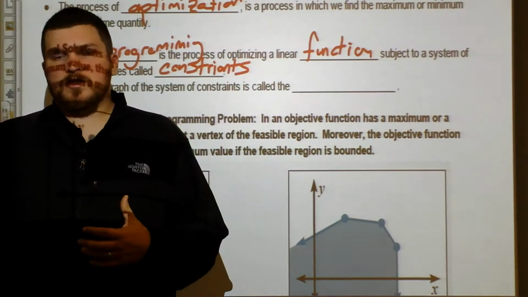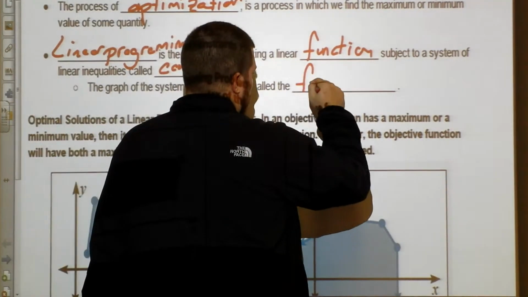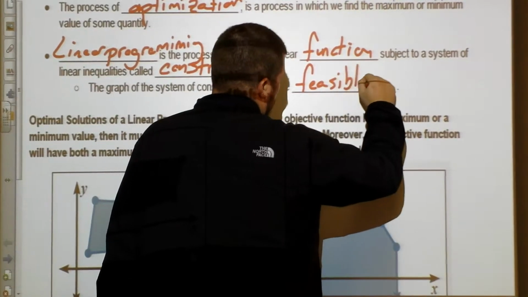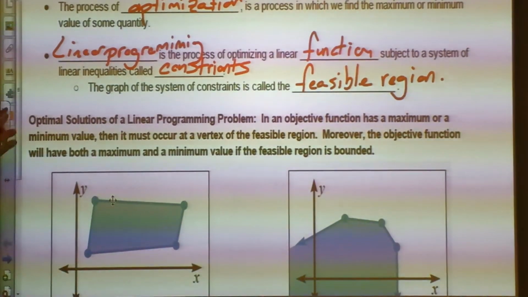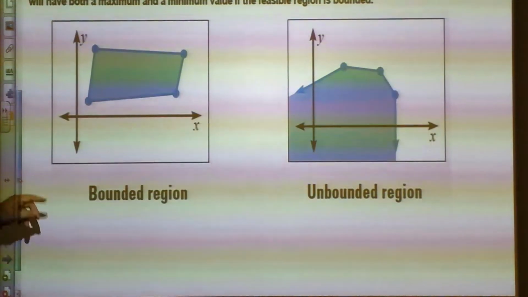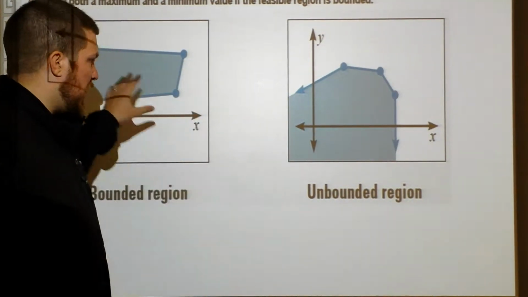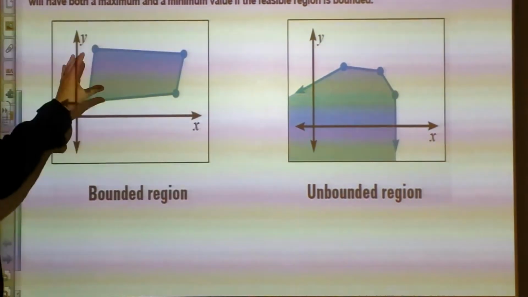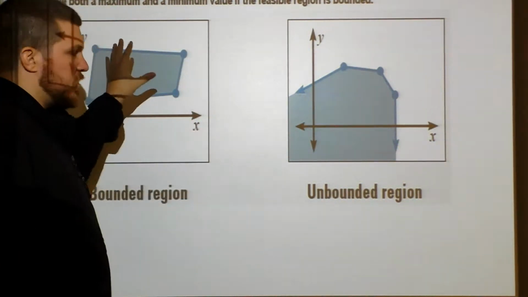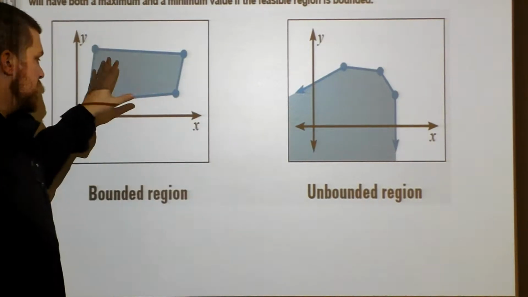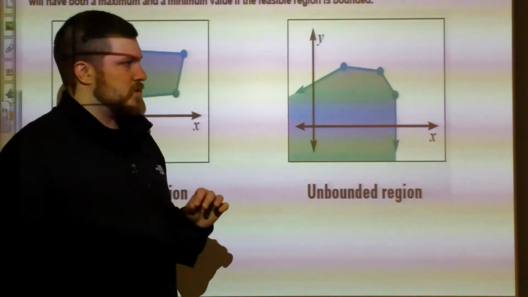The graph of these constraints is called the feasible region. Now, here's a couple of different feasible regions that I have here. Feasible region can either be bounded or unbounded. It's bounded if the figure, the shape that it makes when you're finished with the graph is closed in on all of its sides. For instance, this bounded region has 4 sides and it's closed in on all 4 sides.